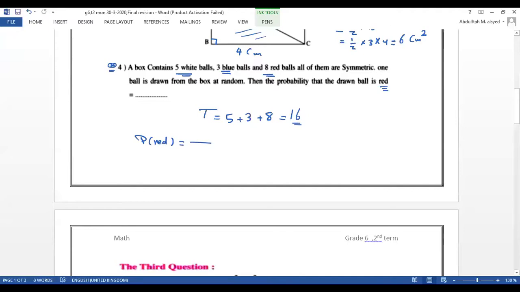Now we can find the probability of getting red, which equals the number of red balls over the total. What is the number of red balls? It is 8. So 8 over 16. To simplify, divide by 8: 8 divided by 8 is 1, and 16 divided by 8 is 2.